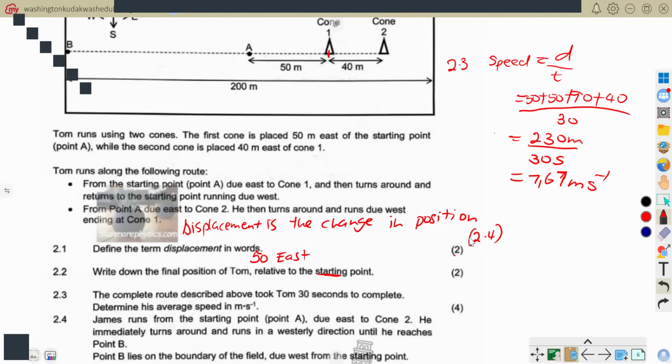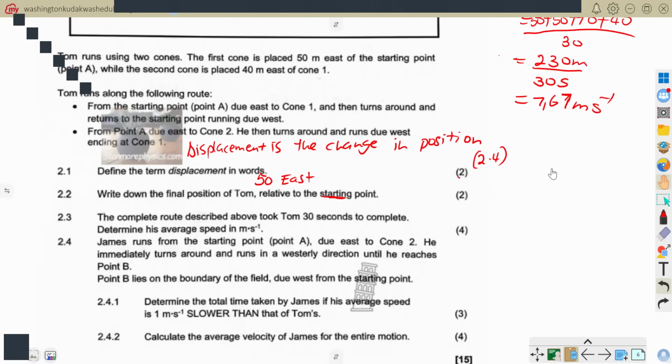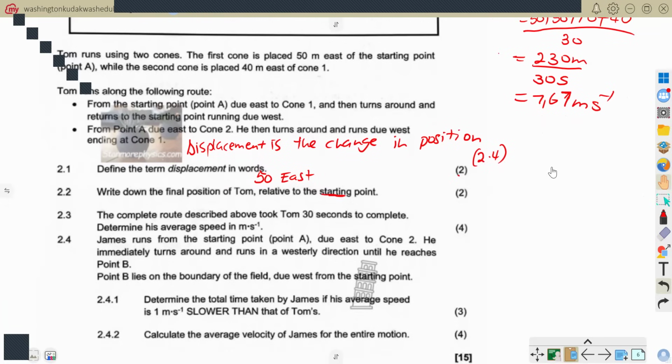2.4 is now saying that James runs from the starting point A. Let me just bring it up so that we get to see the whole question. James now runs from the starting point A due east to cone 2, and then he immediately turns around and runs in a westerly direction until he reaches point B, and point B lies on the boundary of the field due west of the starting point.